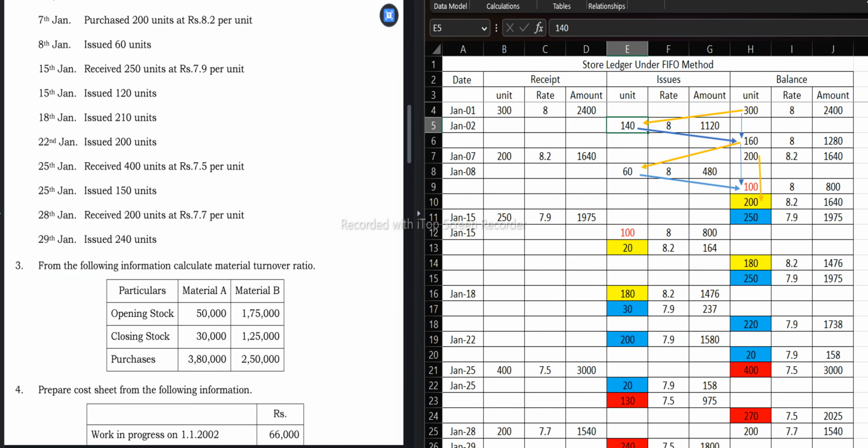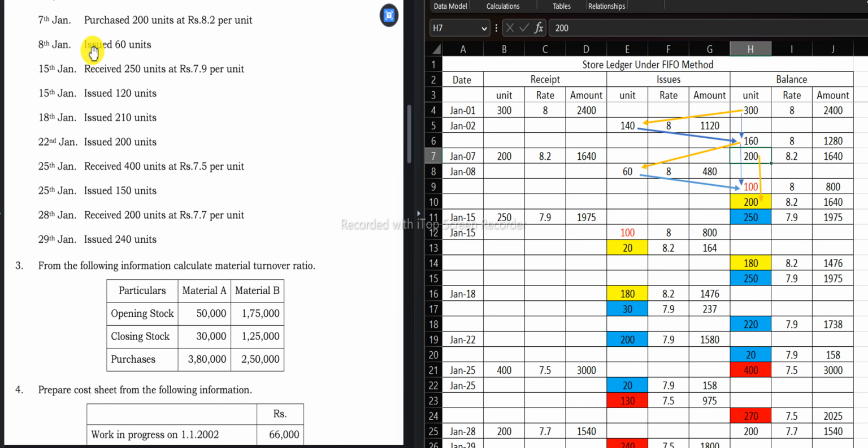On 7th January again we purchased 200 units at 8 rupee 20 paise per unit. Now here the date is January 7th. Purchased 200 units, 8 rupee 20 paise and amount becomes 1640. Now we are going to carry under balance column. So 200 units, 8 rupee 20 paise and amount is 1640.